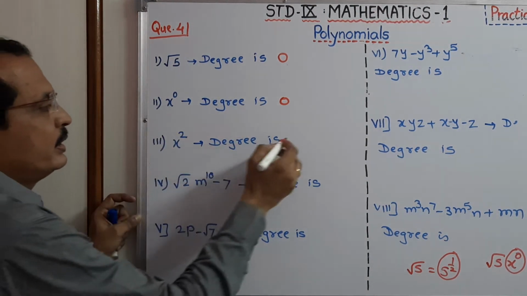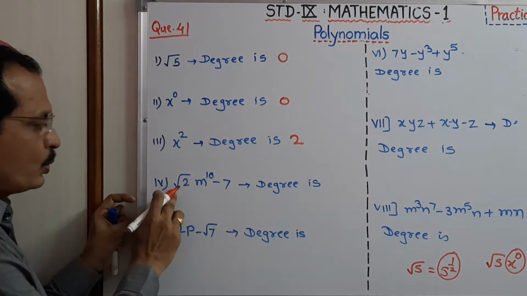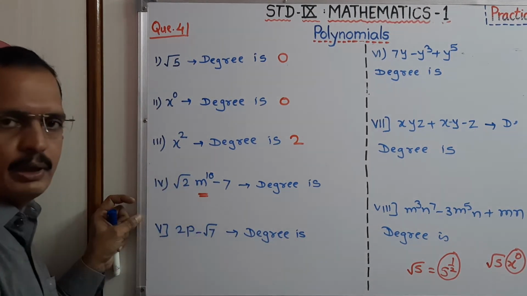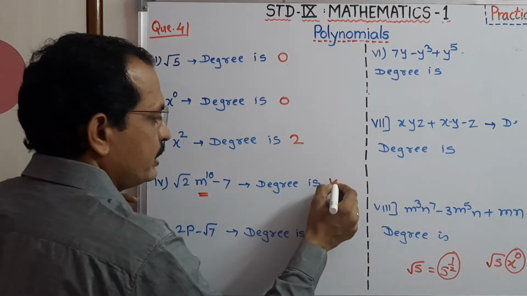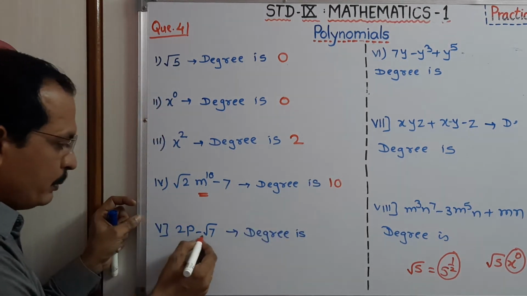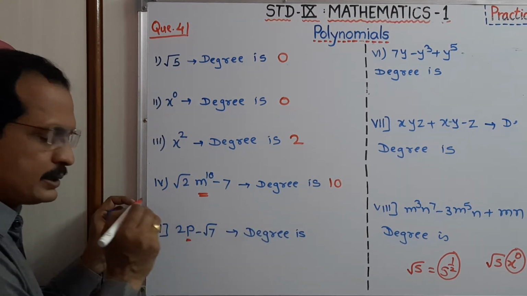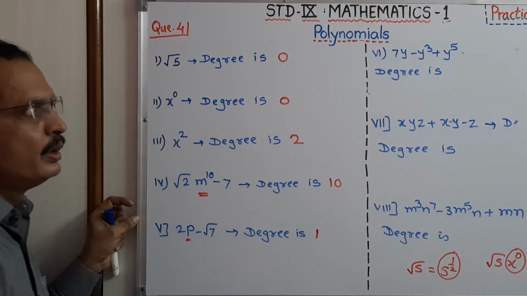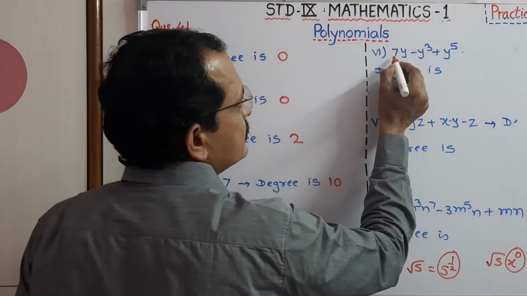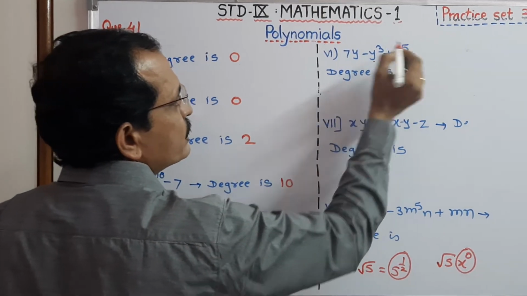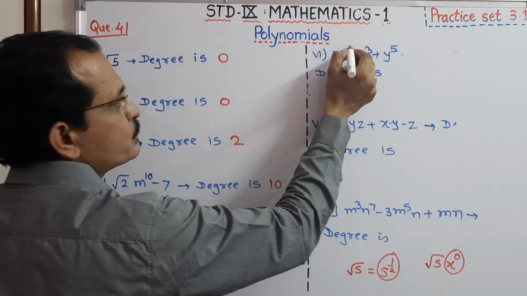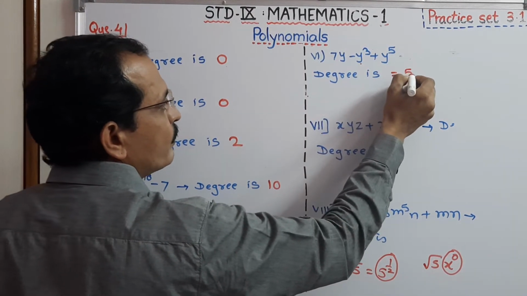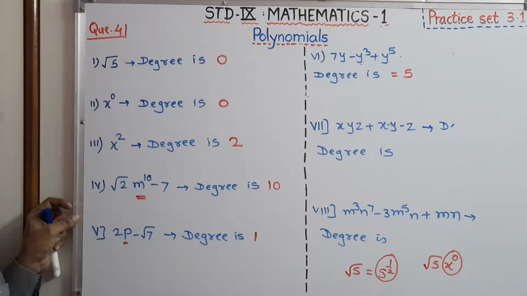x square, degree is 2. Root 2 into m raised to 10. What is the index of the variable? 10. Therefore degree is 10. 2p minus root 7. Variable is p. Maximum index is 1. Therefore it is 1. Dear students, see here, 7y minus y cube plus y raised to 5. Here y raised to 1, y raised to 3, y raised to 5. Which one is the greater one? 5. Therefore degree is equal to 5.